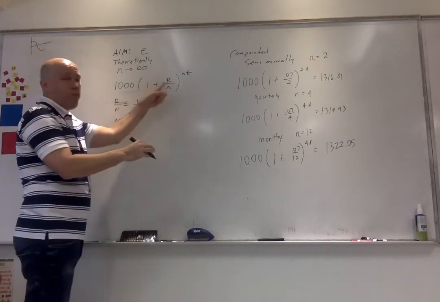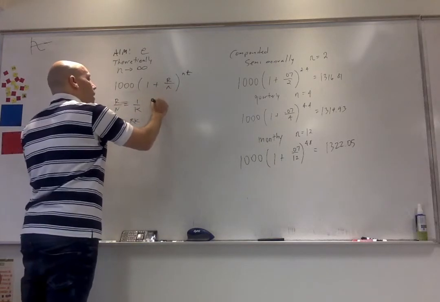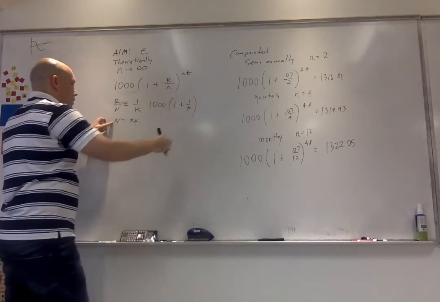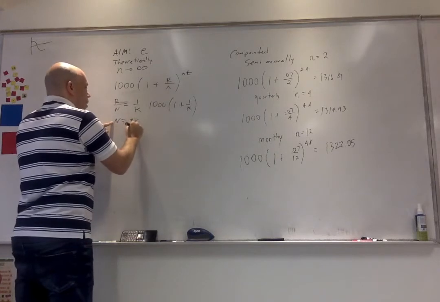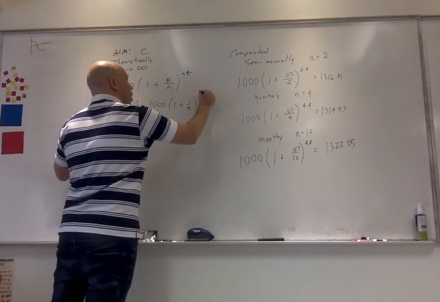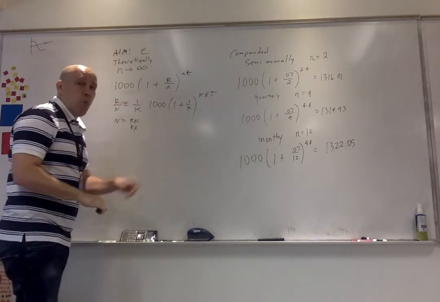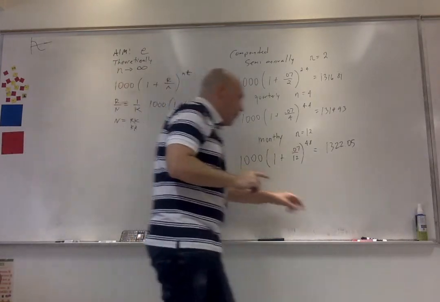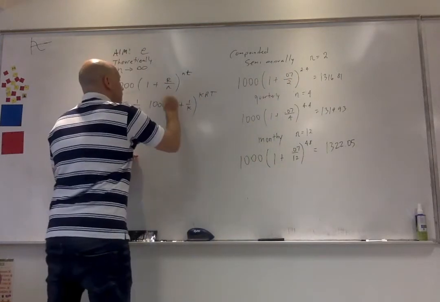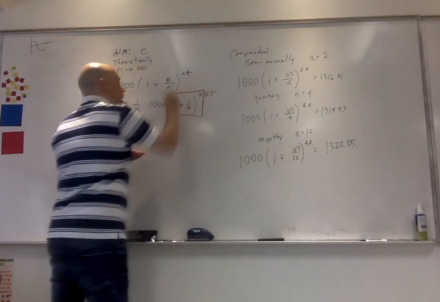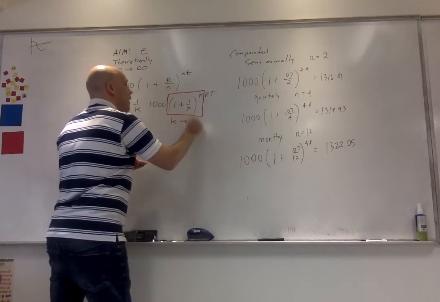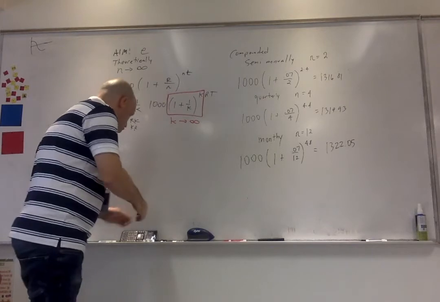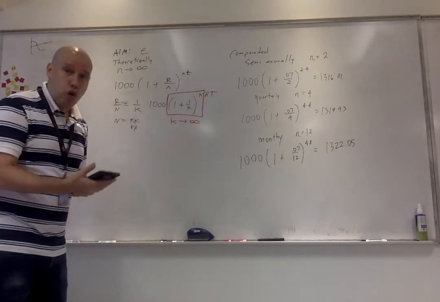So we're going to rewrite this formula as 1,000 times 1 plus 1 over k, to the krt. And what we're interested in is what happens with this part here as k goes to infinity. Right? So what I want you to do is take your calculator and start at 1.